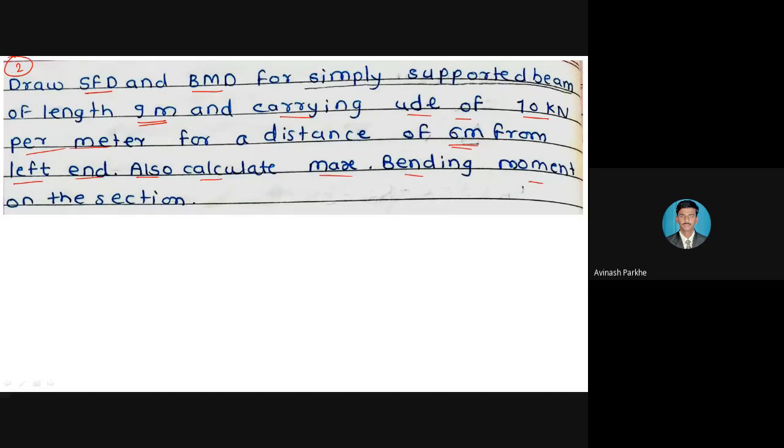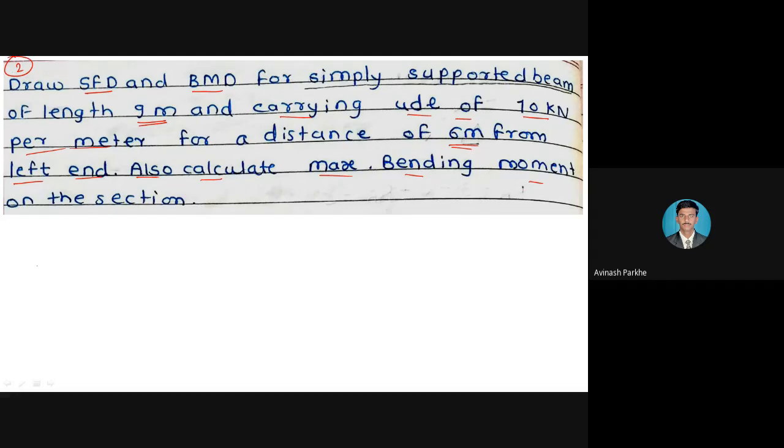So during that calculation, we also have to calculate the maximum bending moment value. That means we have to indicate the point of contra shear where the shear force is 0 in the shear force diagram. If I observe the same point in the bending moment diagram, the bending moment will be maximum. That maximum bending moment value we also have to calculate.